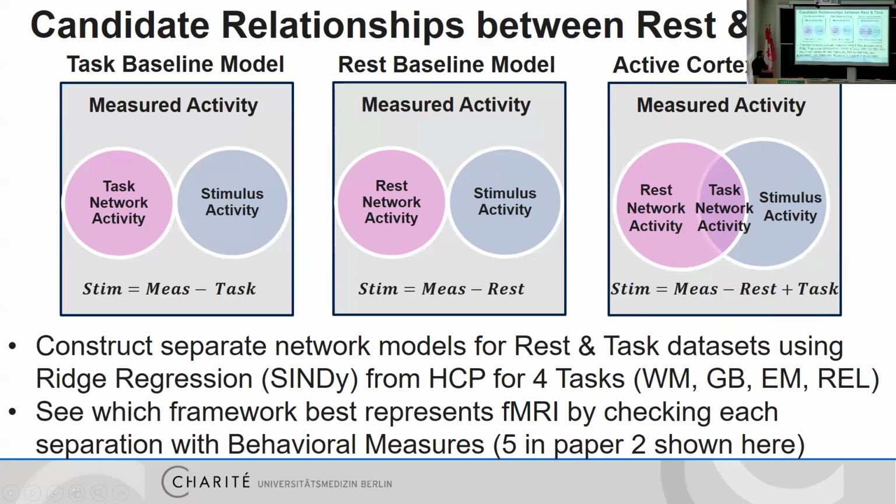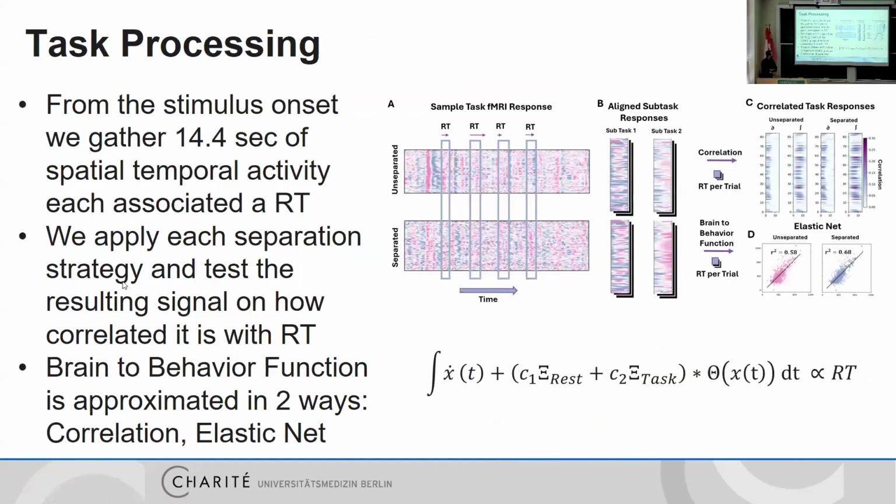So we're going to test which of these frameworks suits the data best. And we're going to do this in 5 different behavioral measures. I only show 2 here. The rest are in the paper. And yes, so quickly, how we chop up the task is we align at each stimulus onset from HCP. We cut 14 seconds. And then we have a reaction time for each of these. And we also have the accuracy and which ones were missing trials.